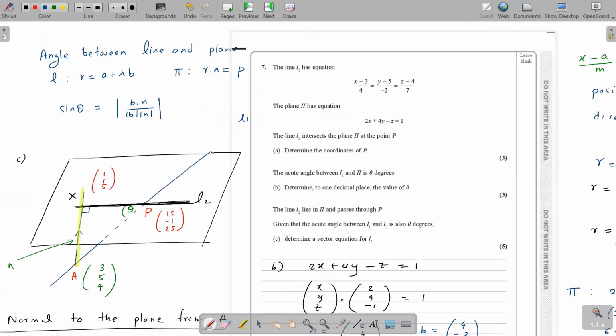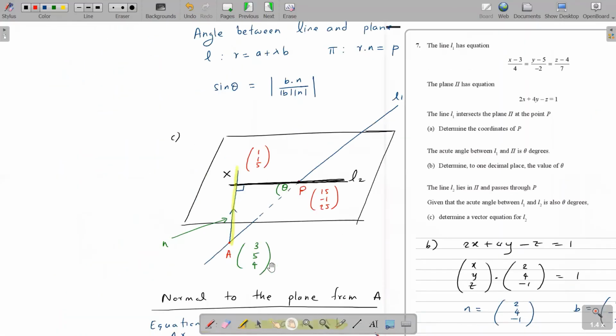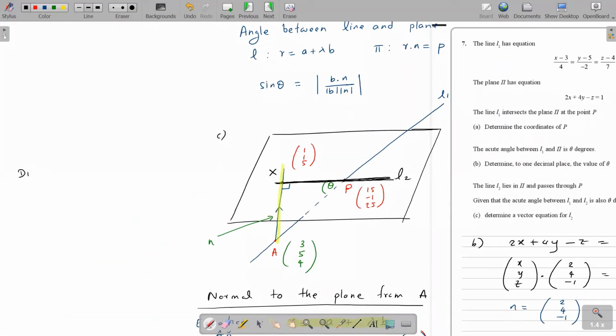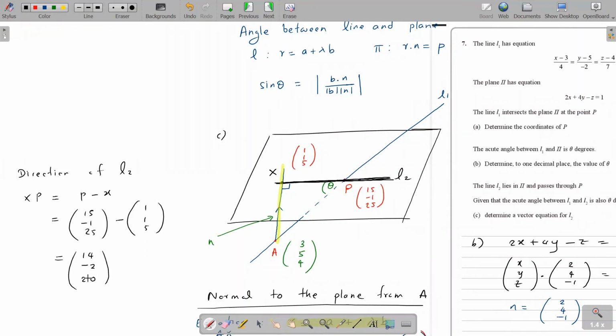So now, what's the task? The task is to determine a vector equation for line 2. Can't you get the vector equation of line 2 quite easily now? One of the points can be the position vector. And who is the direction vector of line 2? XP can be taken as the direction of line 2. So P minus X: 15 minus 1, minus 1 minus 1, 25 minus 5. This is 14, minus 2, 20. Do you agree?